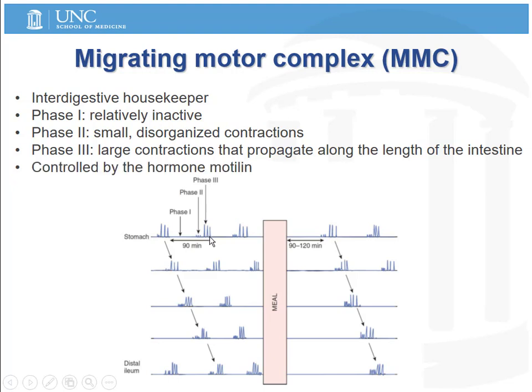The hormone motilin cycles in the same manner as the migrating motor complex, and it's thought to have a role in initiating or regulating the migrating motor complex. Upon ingestion of a meal, the migrating motor complex is interrupted by continuous segmentation occurring in the small intestine.